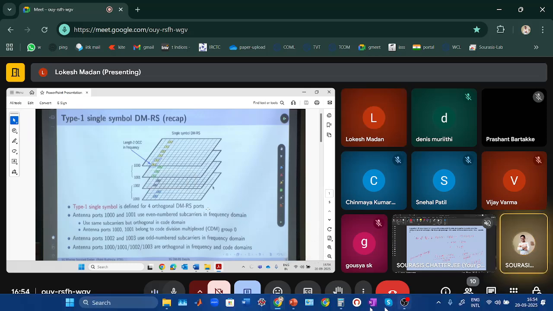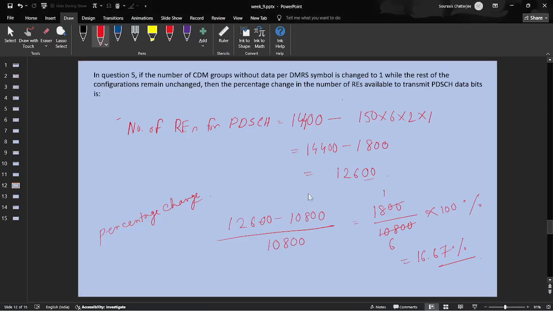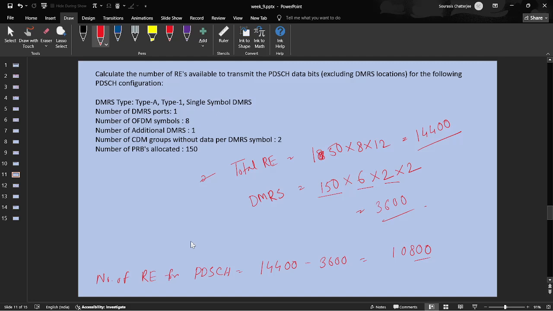Yeah, it's true. So let me just go back to the question once. Number of CDM groups without data per DMRS symbol. Now coming to another important point, why am I raising this question. Suppose line number 5 is not given, as it is not given in our assignment also. In that case, we have to assume CDM group as 1 or 2. That is confusing. Because by default it has to be 2, but now looking at the next question which you are showing, I am more confused.